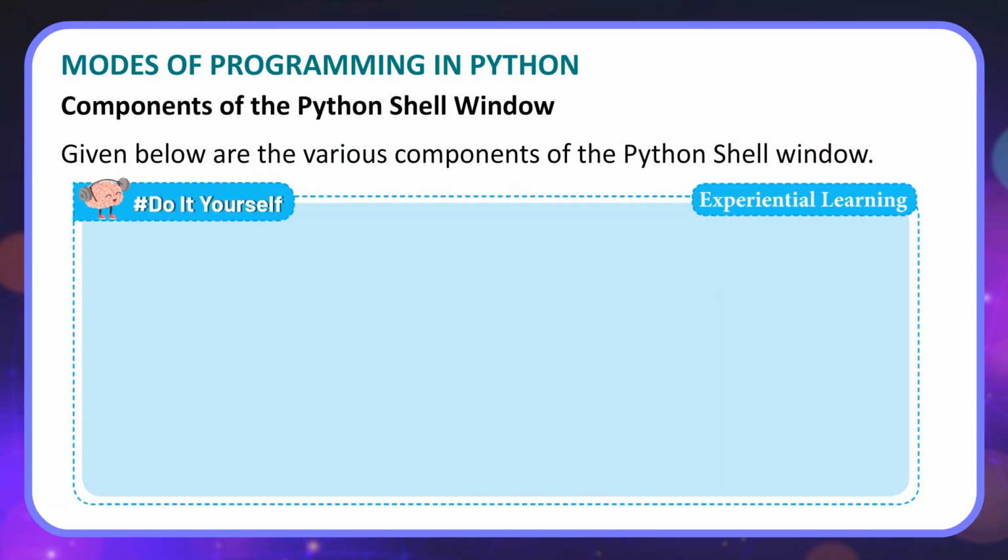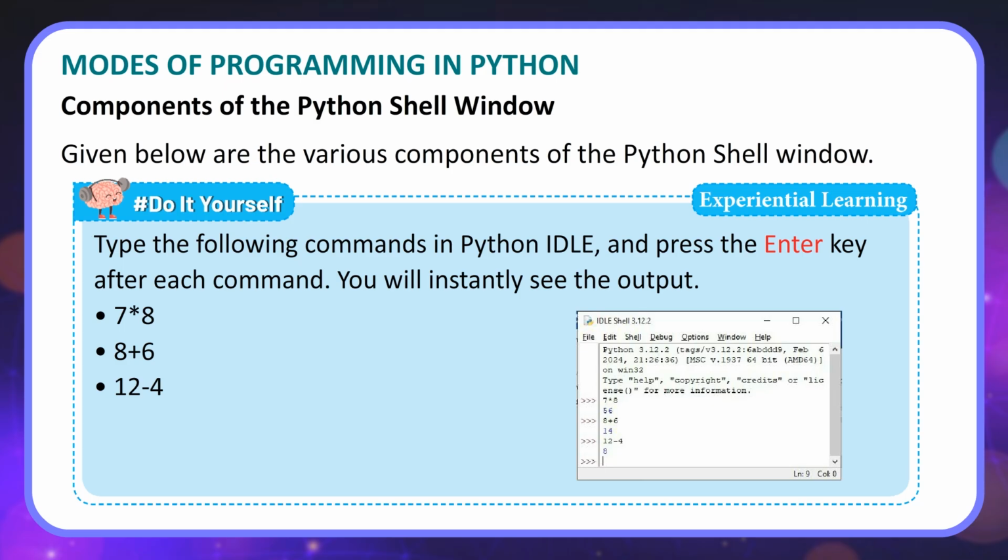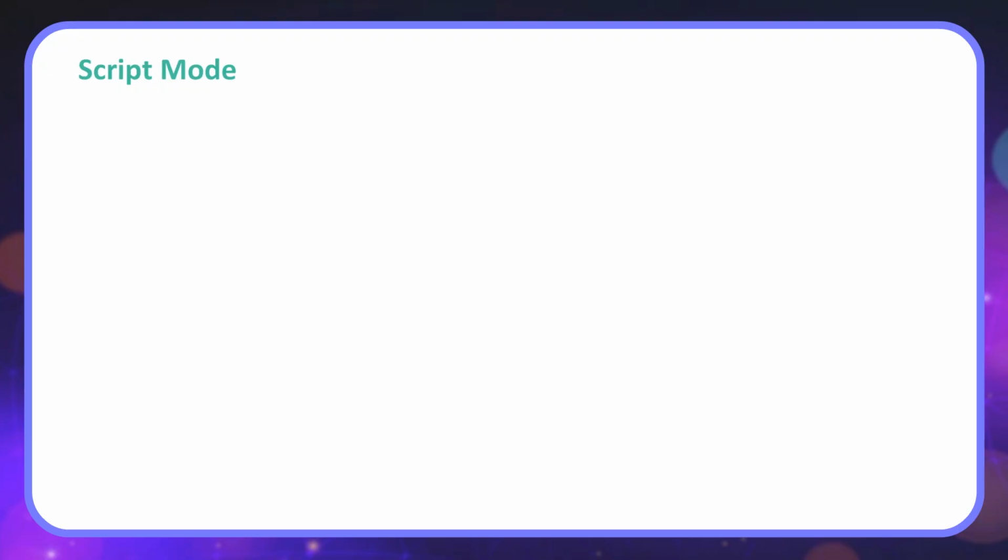Do-it-yourself experiential learning. Type the following commands in Python IDLE and press the Enter key after each command. You will instantly see the output: 7 * 8, 8 + 6, 12 ** 4.